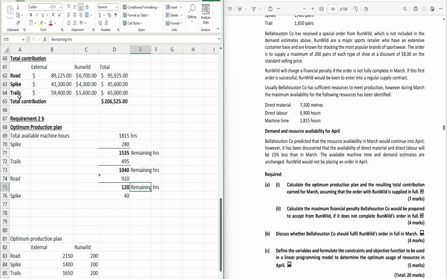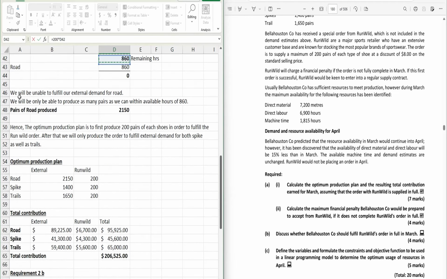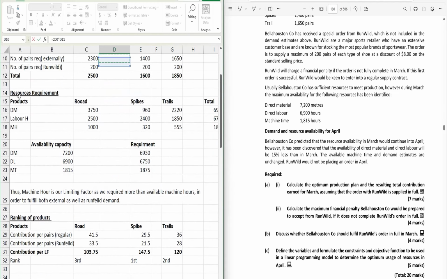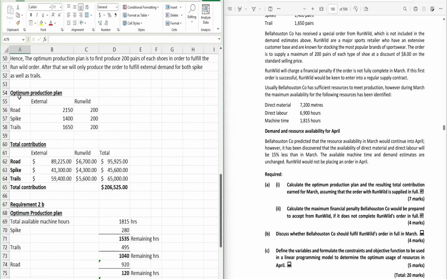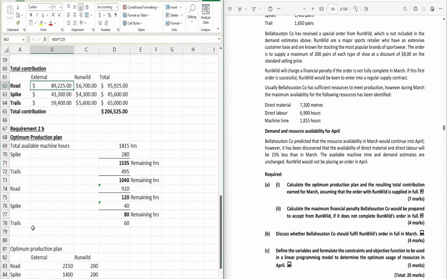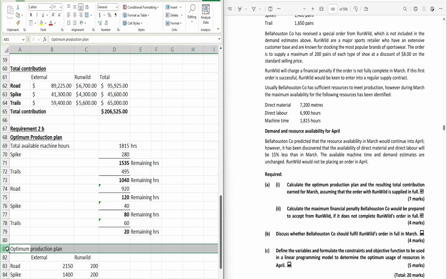So now how much is still remaining? Then again we will produce the trials, and for trial the demand is 200. How many hours do we need to produce the trial? It's 0.3. We will multiply 200 with 0.3. This will give us 60. So now what are the remaining hours, and how many units of road can be produced? We need to figure it out.